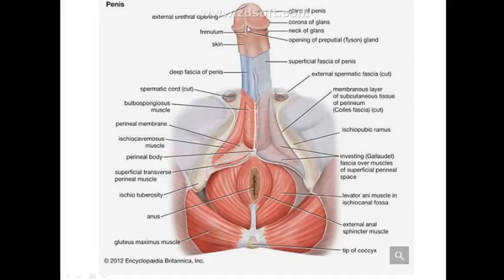The base of this conical glans is projecting outward from the corona of the glans, and this corona covers the neck of the penis or neck of the glans. You can see also that the external urethral orifice or opening lies in the apex of the glans penis.